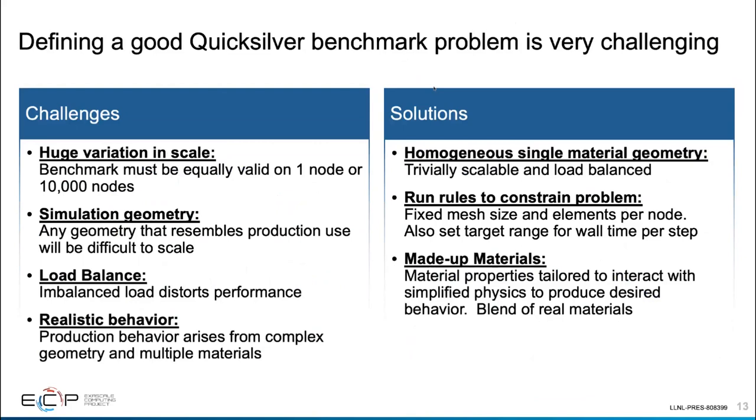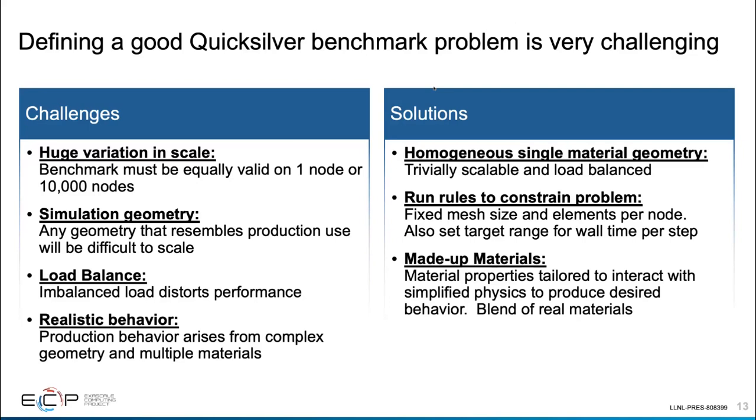We also came up with some run rules. We said we're going to use a fixed mesh, because of course you can mesh a single material any way you want to, it doesn't really matter. So we said that they had to use a certain number of mesh elements, and we set a target time range on the wall time per step. Rather than setting a fixed number of particles, we said we want you to target a time interval. And that allowed the benchmark users to scale the number of particles they used depending on how effective their hardware was. And finally, we ended up using made-up materials.